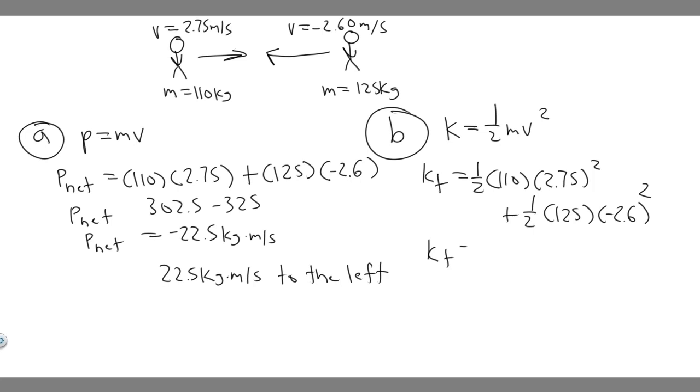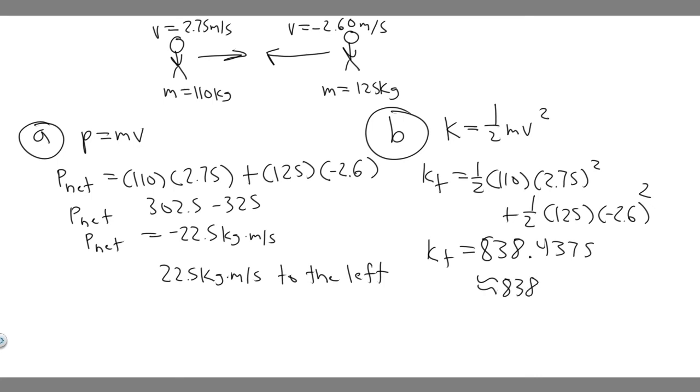So go ahead and do this. Let me plug it in my calculator. So we're just adding up the kinetic energy of this person and then this person, and it's going to give us the total. So 1/2 times 110 times 2.75 squared, and then you're going to add 1/2 times 125 times minus 2.6 squared. So go ahead and do this. And when you add both these up, you're going to get 838.4375. And so what I'm going to do is just round to the whole number. So 838.